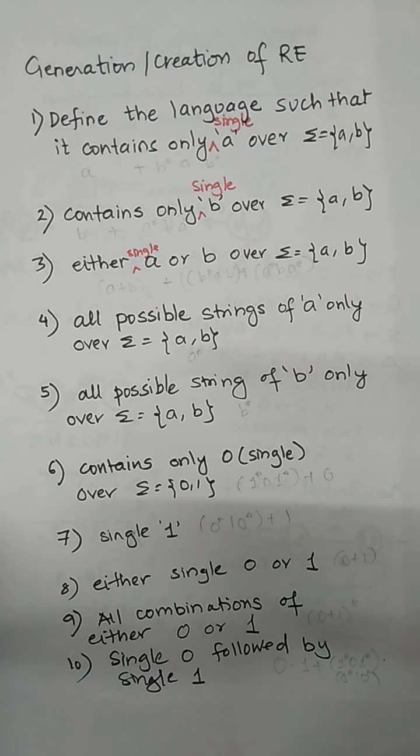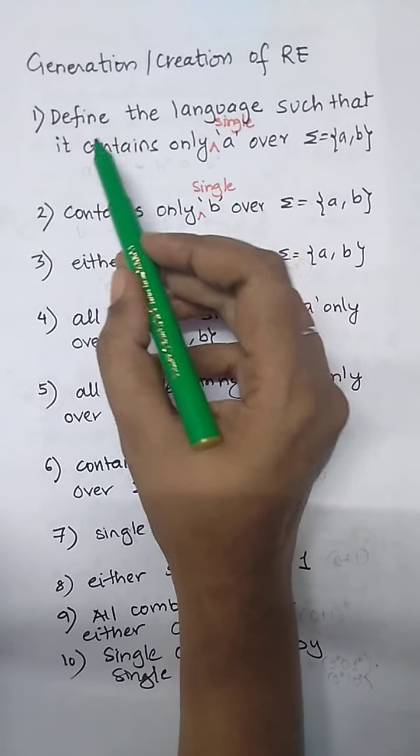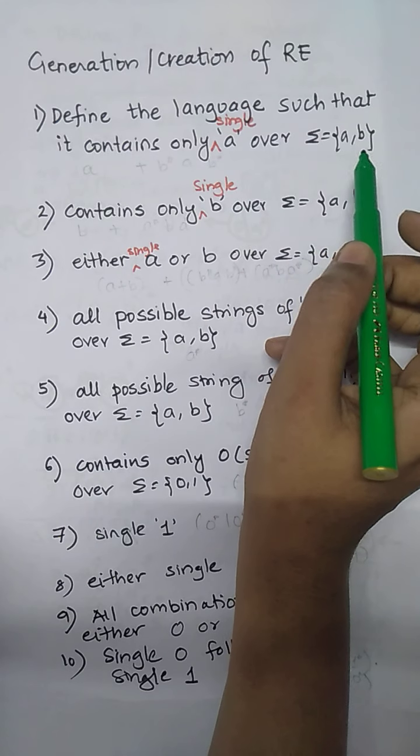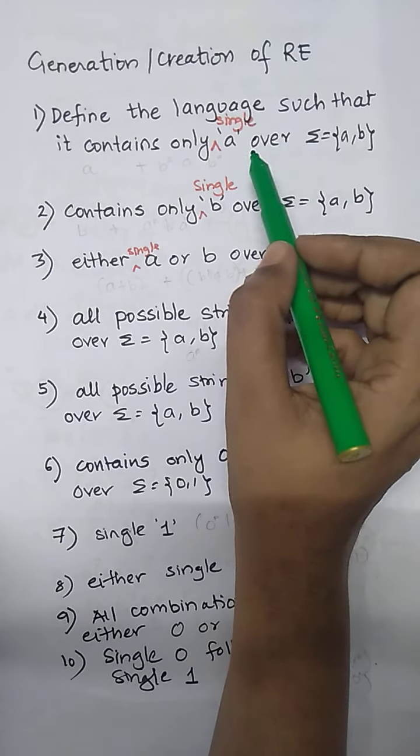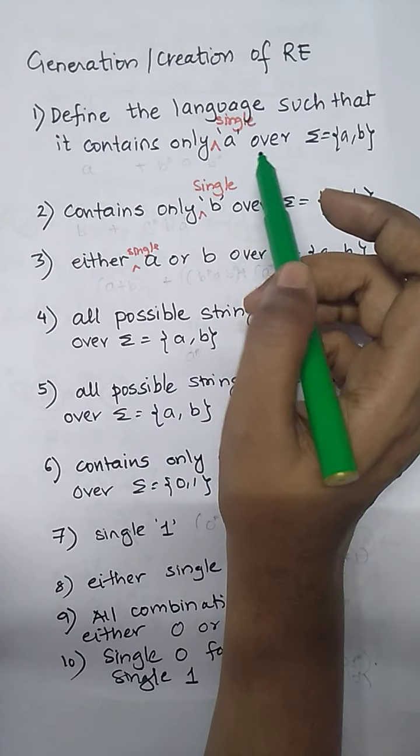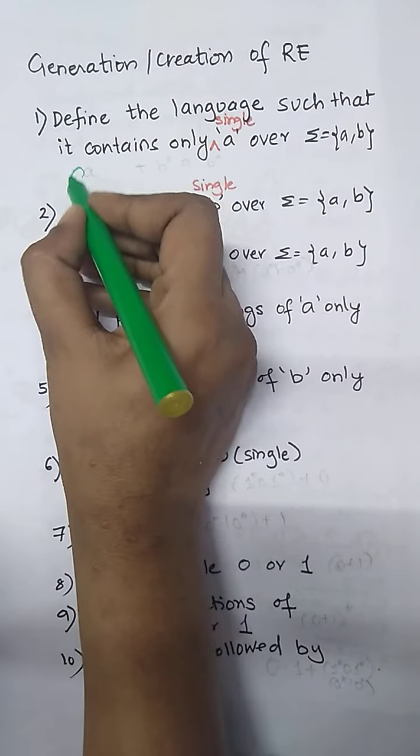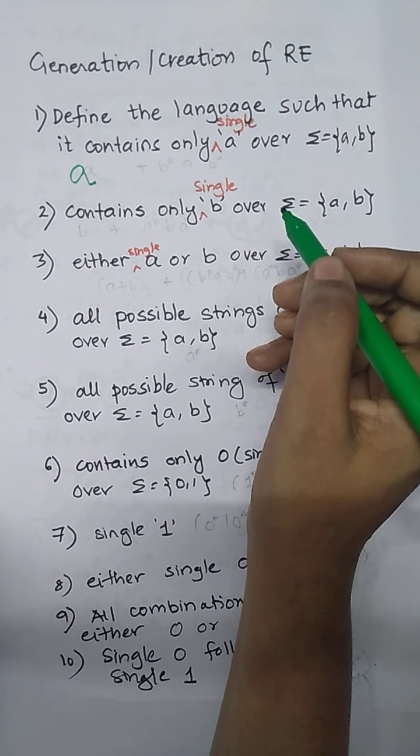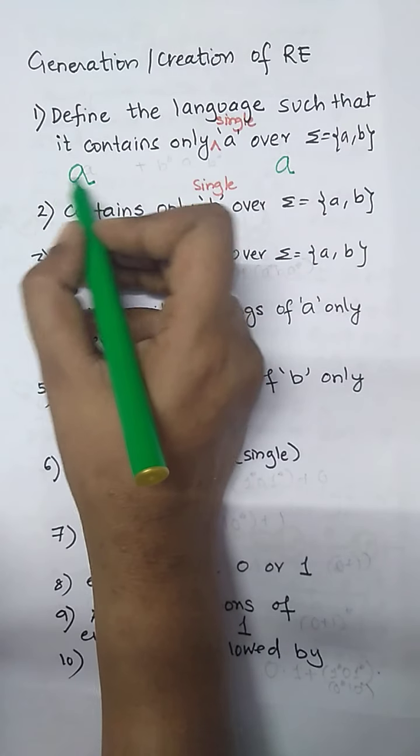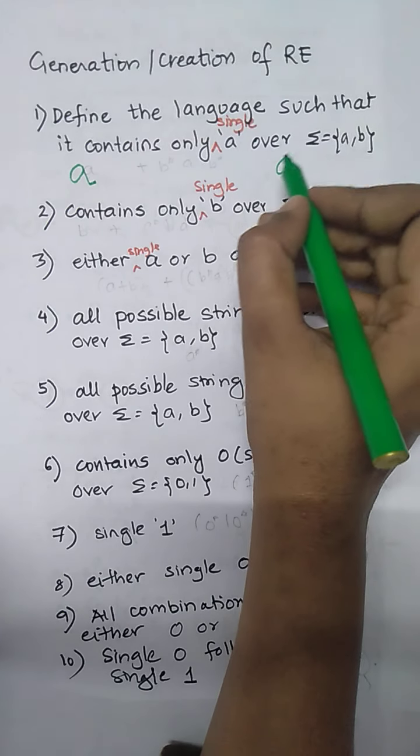Now, what are the ways of creating a regular expression? Suppose the question is: define the language such that it contains only a single a over sigma equal to {a, b}. So for a single a, everything is mentioned in the question in the exact manner. It should contain a single a, so single a only. Or the second method is single a. Here we are not specifying the position of b. Now suppose we consider b also, so we have to ignore it.